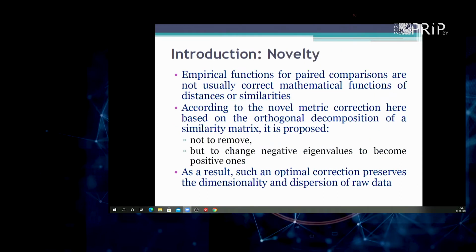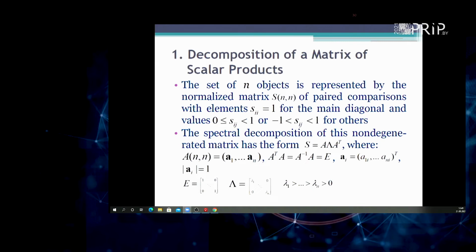The novelty of our approach: empirical functions for paired comparisons are usually not correct mathematical functions of distances or similarities as scalar products. So according to our novel metric correction, based on the well-known orthogonal decomposition of a similarity matrix, we propose not to remove but to change negative eigenvalues to become positive ones. As a result, such an optimal correction preserves the dimensionality and dispersion of raw data. So what does decomposition mean?